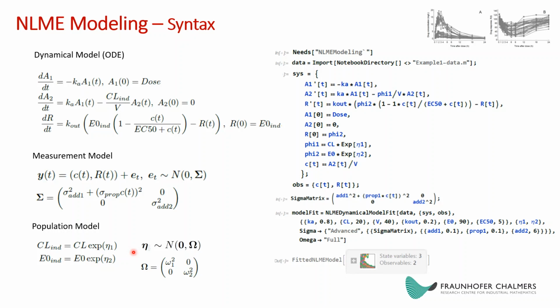To the right, the corresponding formulation using the NLMEModeling Mathematica application. The notation follows the standard syntax for ordinary differential and algebraic equations and expressions in Mathematica. We load the package, import the data, state the system equations and observation expressions, state the measurement noise covariance matrix, and call the main function NLMEDynamicalModelFit, including start parameter values, symbols used for random effects, and covariance matrices. The result is a fitted NLME model object containing a substantial amount of information.